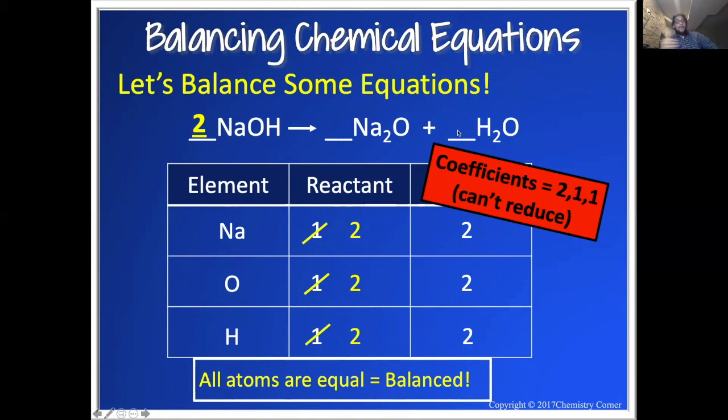Now 2, 1, 1, no least common factor. I can't divide by anything, so this must be the correctly balanced equation. Right? So if all the atoms are equal on the left and right, reactant and product side, then your equation is balanced and you're good to go. Okay. Now, let's try a couple more examples.